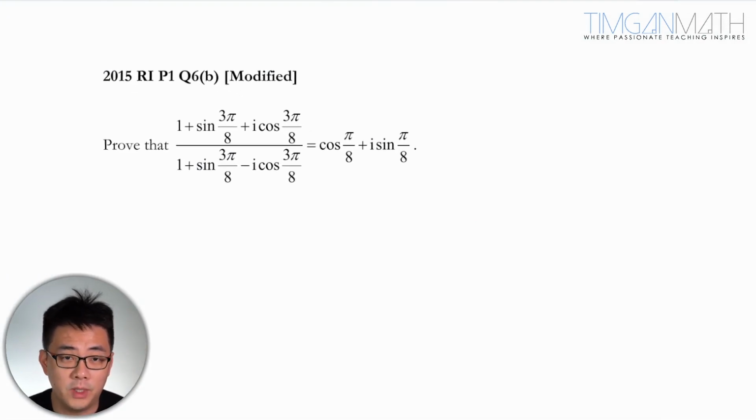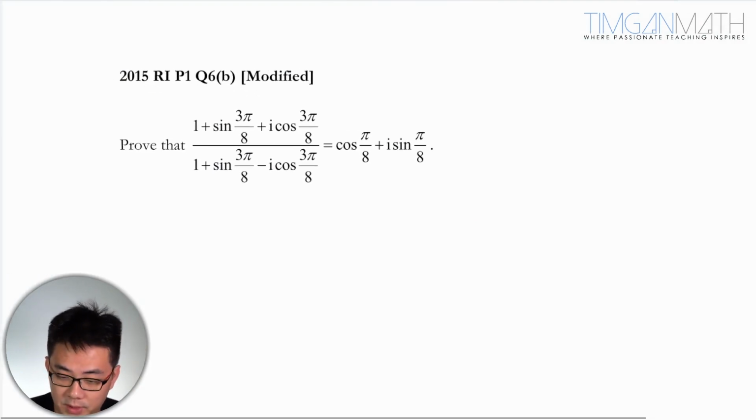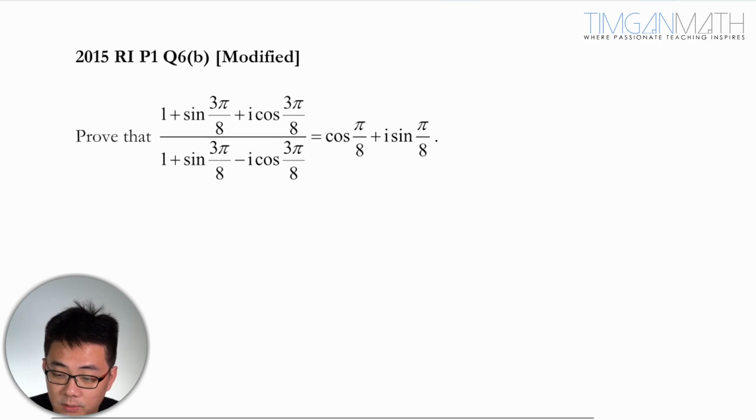Hi students, let's look at this question on complex numbers, taken from the year 2015 RI, paper 1, question 6 part B. This is pretty interesting because we are told to show that the left hand side equals the right hand side. Of course, I think we would start from the left because it is the more complicated one. Let's see how we can do this.